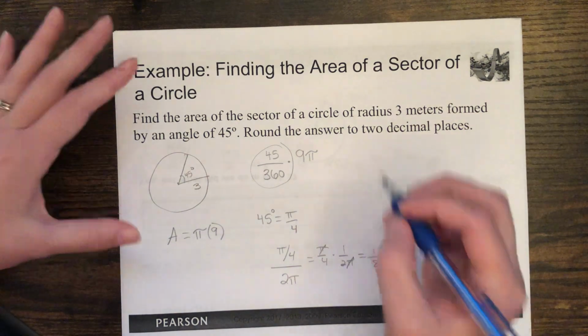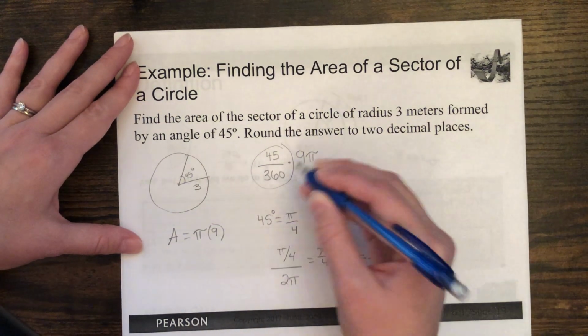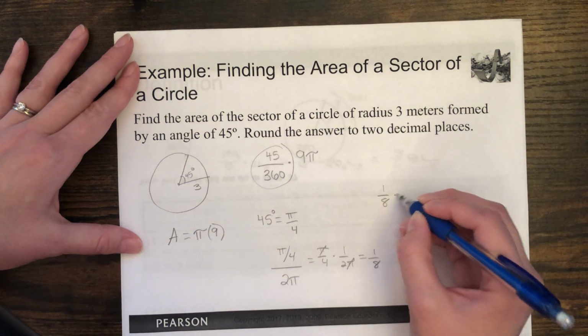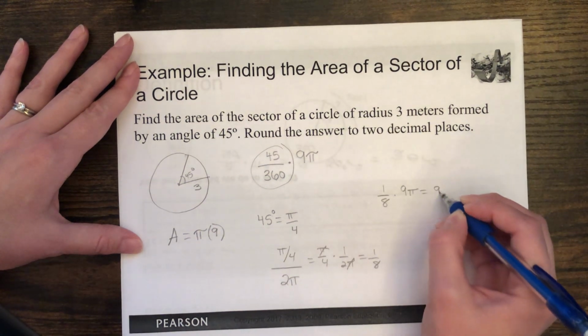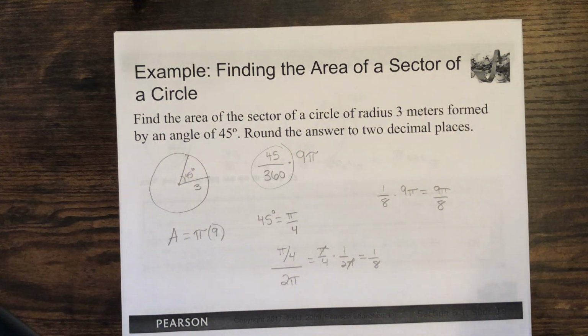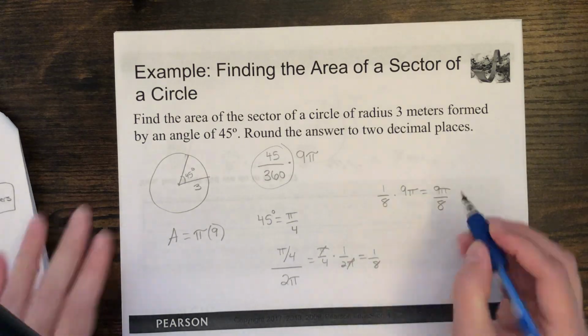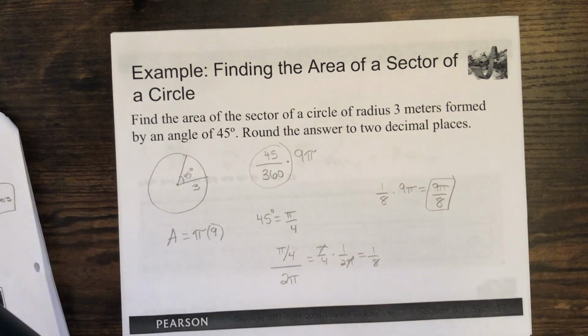So lots of ways you could do this. You essentially have an eighth, any way you slice it, an eighth of 9 pi. So that is 9 pi over 8, or again, I could convert that into a decimal. Let's see what that would be. 9 pi over 8 would be, I would just leave it alone. Let's just leave it like that. It'd be easier for everybody to think about.